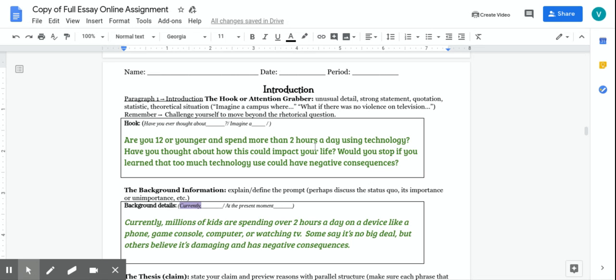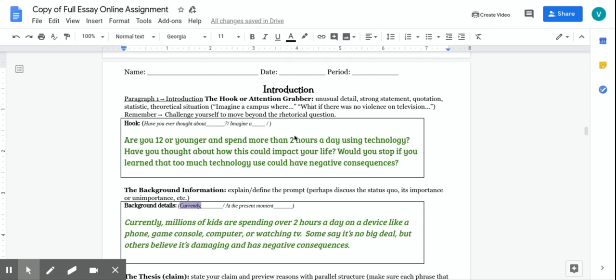We studied the 4 types of hooks, which were series of questions, which is what I have here. We practiced an anecdote, which is the short story. We practiced emotional appeal, which is appealing to people's feelings. And we've also practiced the facts, the statistics, and the quotes. So you can use any of those types of hooks to grab the attention of the reader. The purpose of the hook is to do that. You want to get the reader interested in what you're going to be writing about and connected to it.